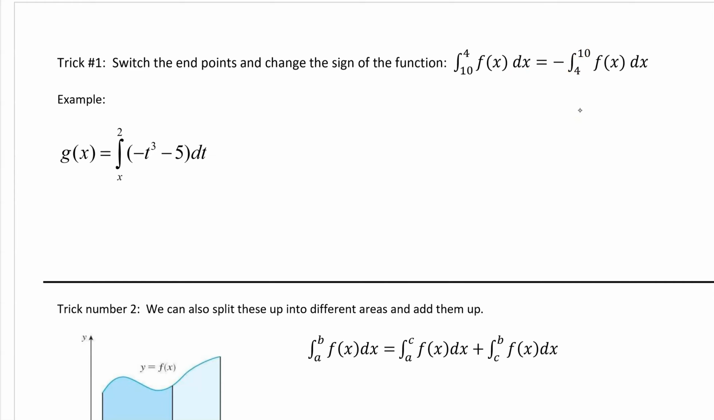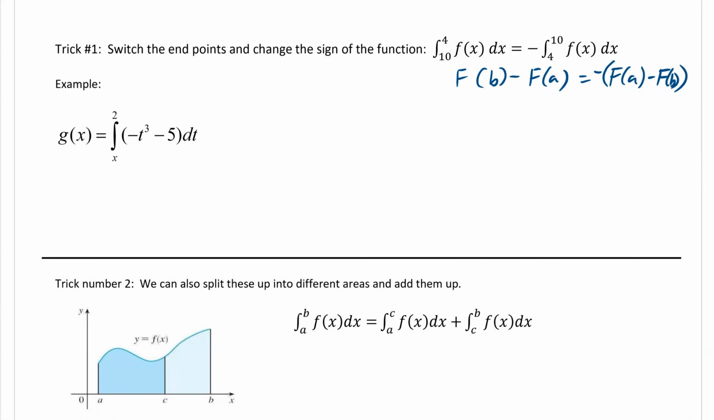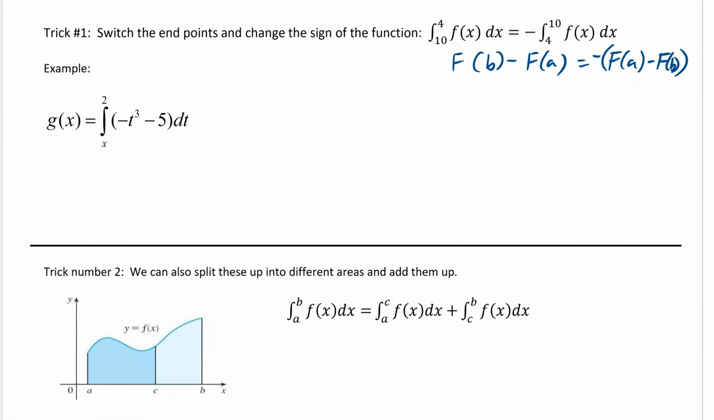Remember, when we're just doing this, we're getting f of b minus f of a. So if you want to make it into f of a minus f of b, that's fine. But now you're backwards and you're subtracting, so we just put a negative in front and everything goes back to normal. So here's an example of where we want to use it.